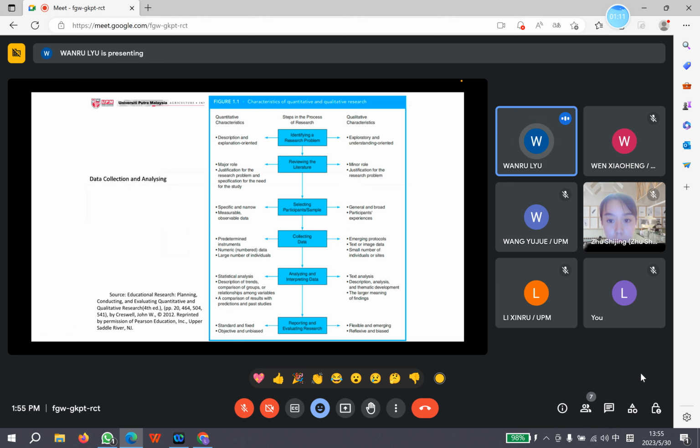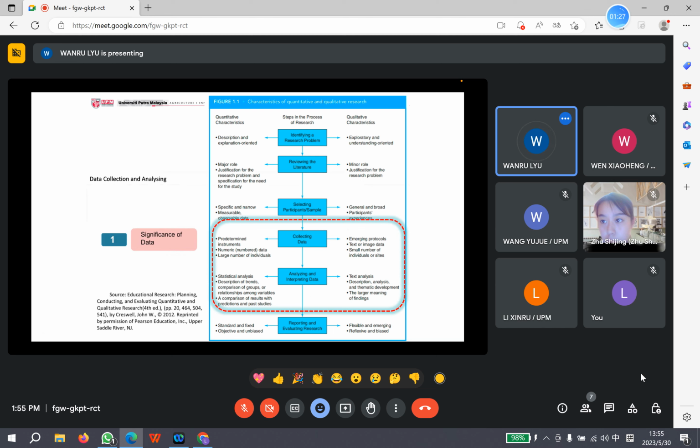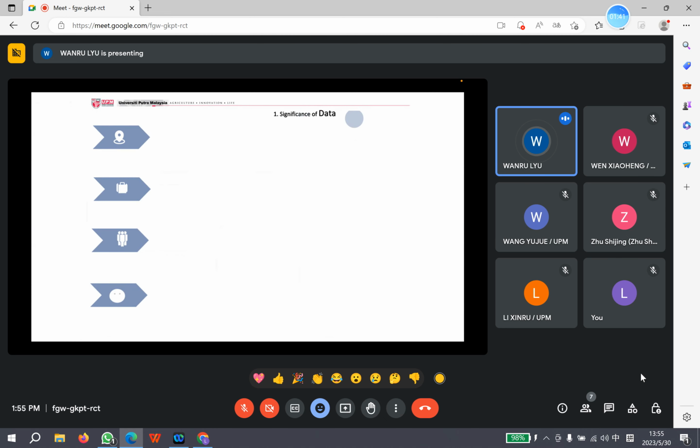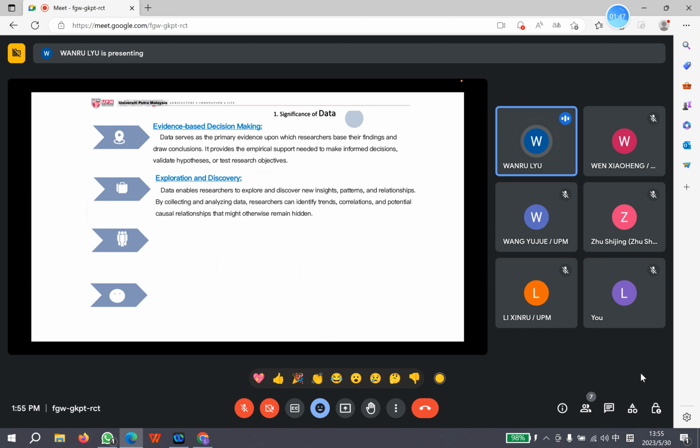We can see that after we identify a research problem, review the literature, and select participants or sampling, the time that we need to deal with data can account for a great proportion of the whole process. So we can see that data is of paramount significance in research as it forms the foundation for generating knowledge, making informed decisions, and drawing meaningful conclusions. Here I outline some key aspects highlighting the significance of data in the research. I gave some very detailed explanation, but we'll see it briefly.